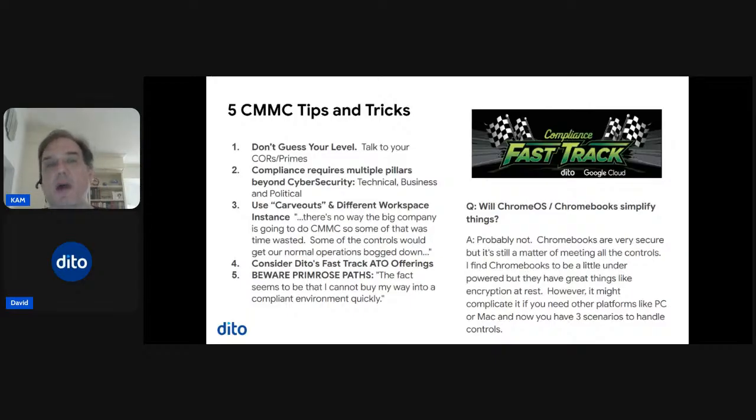Additionally, something that I know at Dido that we are really good at is just understanding that it's not just about the cybersecurity pillar. When I talk to people about compliance regulations, I like to mention the fact that it really encompasses all pillars. So that's business pillars, that's the technical pillar, that's the political, both office politics and geopolitical, as well as cybersecurity. What I mean by that is, for example, you may not be able to meet the requirements in certain compliance standards as your current business.